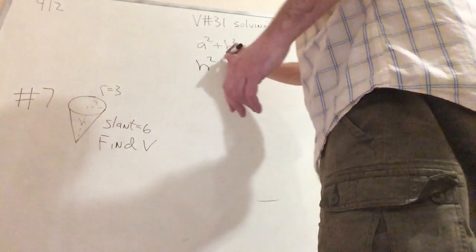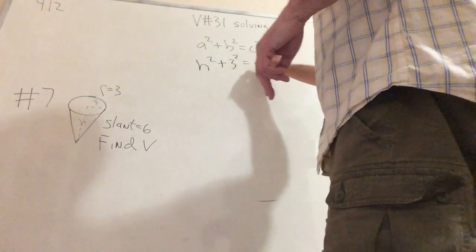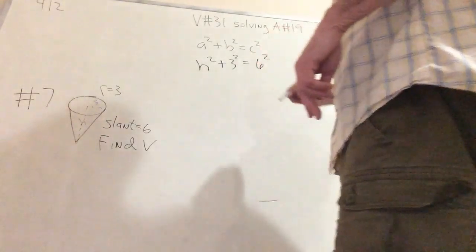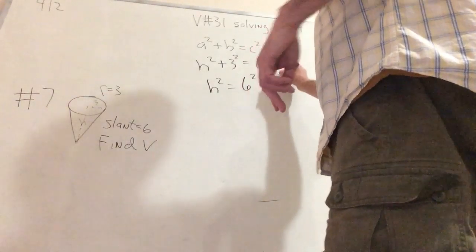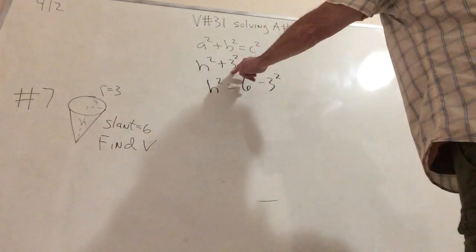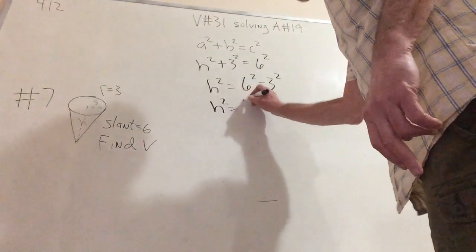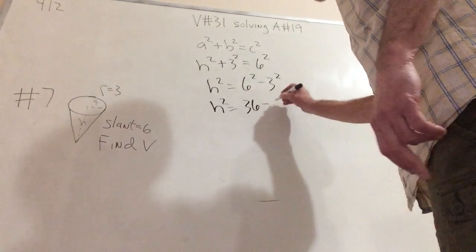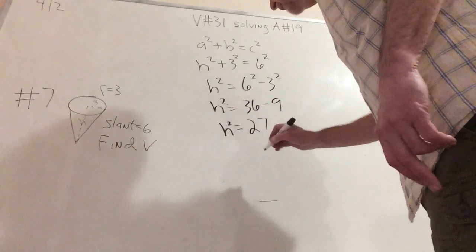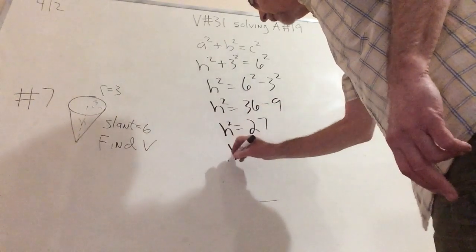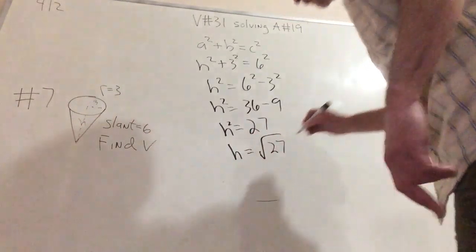We need h. Plus 3 squared, which we have. There's your radius. And that's going to equal 6 squared. Okay? So h squared equals 6 squared minus 3 squared. Weaker students, I'm just taking the opposite of here, and what you do on one side, I do over there. So h squared equals 36 minus 9. So h squared equals 27. Therefore, when I put the hat over everything, h equals radical 27.